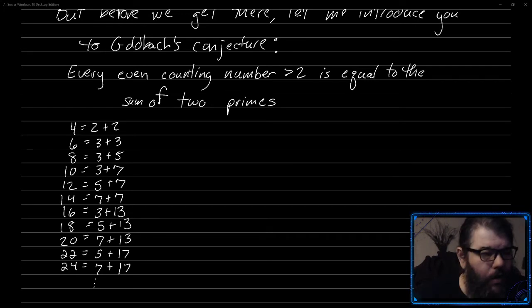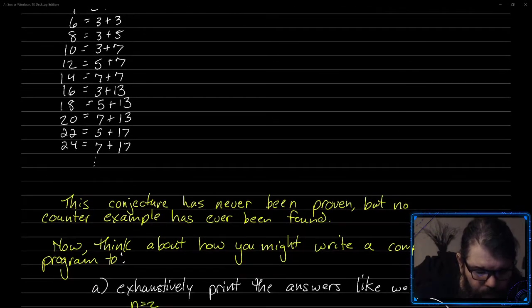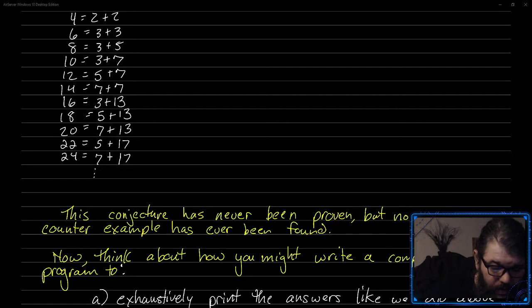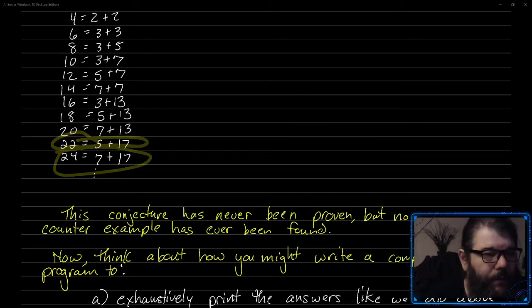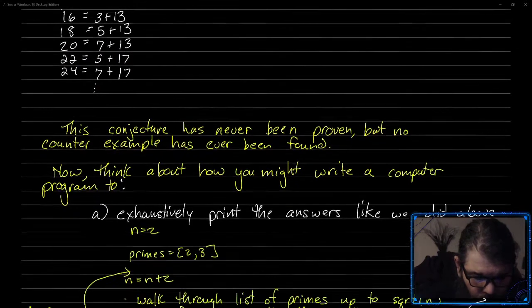So there's lots of other work related to the Goldbach conjecture, but we're going to use this as kind of a toy problem to talk about how Turing machines do some things. So think about how you might write a computer program to exhaustively print the answers like we did up here. How would you write a computer program? What do those loops look like that could exhaustively print every situation like I did up here? Think about that. Maybe pause it. Maybe sketch some things out.